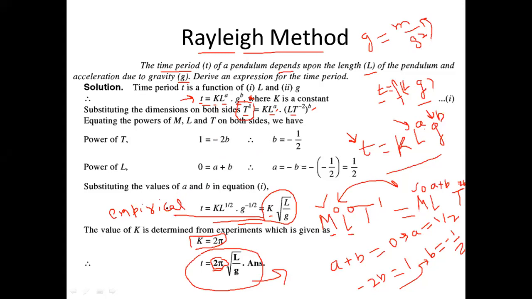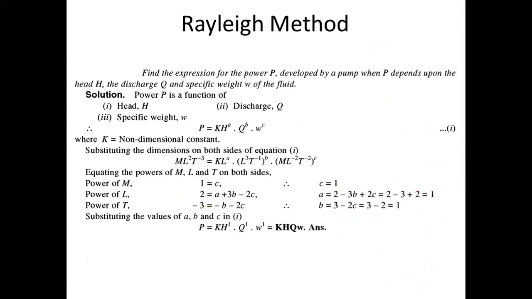Okay. If there is no doubt on this particular part, we can try to solve one more question. Let's try to solve one more question. You read this question and try to identify what are the dependent variables and what are the independent variables, and try to answer this question.